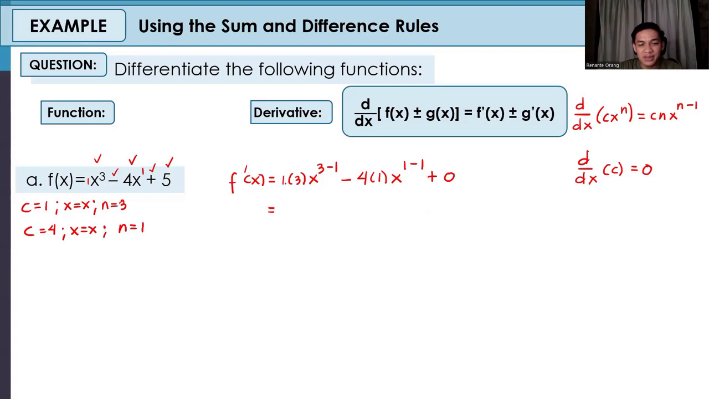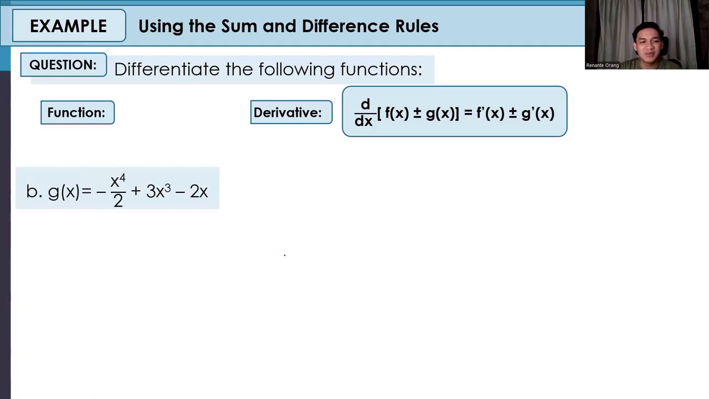That is equivalent to 1 times 3 is 3. X to the power of 3 minus 1 is 2. Negative 4 times 1 is negative 4. X to the power of 1 minus 1 is 0. So, simplify natin ulit. Magiging 3x squared, negative 4. X raised to 0 is 1. So, negative 4 times 1 is just negative 4 pa rin. So, this will be our final answer, which is the derivative of our f of x.